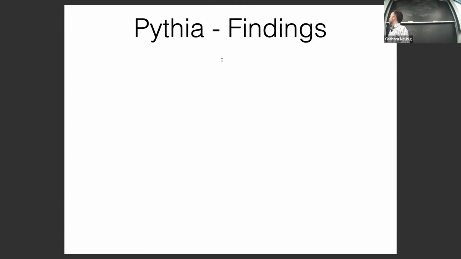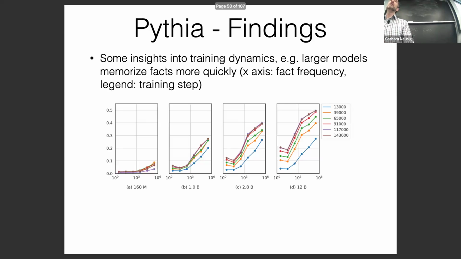So some of the findings from the Pythia paper, in addition to just being one of the original strong open language models, is they have some interesting analysis into model memorization and how quickly models learn based on the number of tokens that you show them. And this graph is maybe a little bit hard to see from the back, so I'll interpret it. The left side is one of their smaller models, 160 million. The right side is their biggest model, 12 billion.